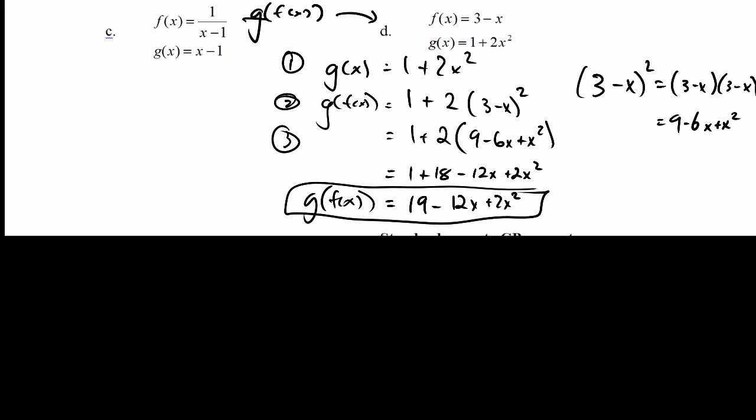So step 1, find your parent function. Step 2, replace the x's in your parent function with your inner function. Inner function is my f of x. Step 3, simplify. That's pretty straightforward.